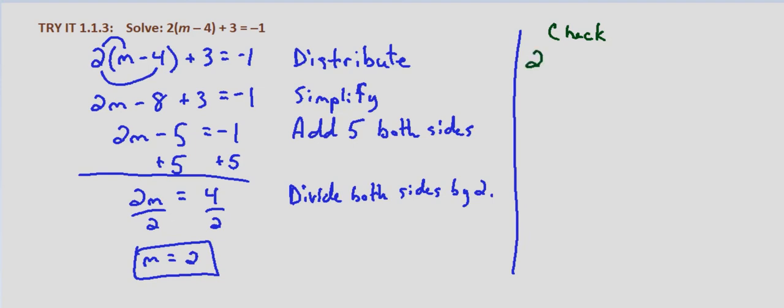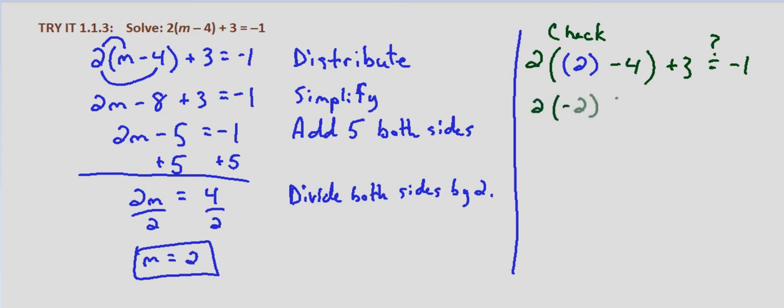So 2 times, we have m equals 2, minus 4 plus 3 equals negative 1. I'm going to go ahead and put a question mark up here just like we did before. So 2 times 2 minus 4 is negative 2, plus 3. Again, we're wanting that to equal negative 1. Negative 4 from the 2 times negative 2, plus 3 equals negative 1. And negative 4 plus 3 equals negative 1. So we do end up with negative 1 equals negative 1, a true statement. So the solution does check.